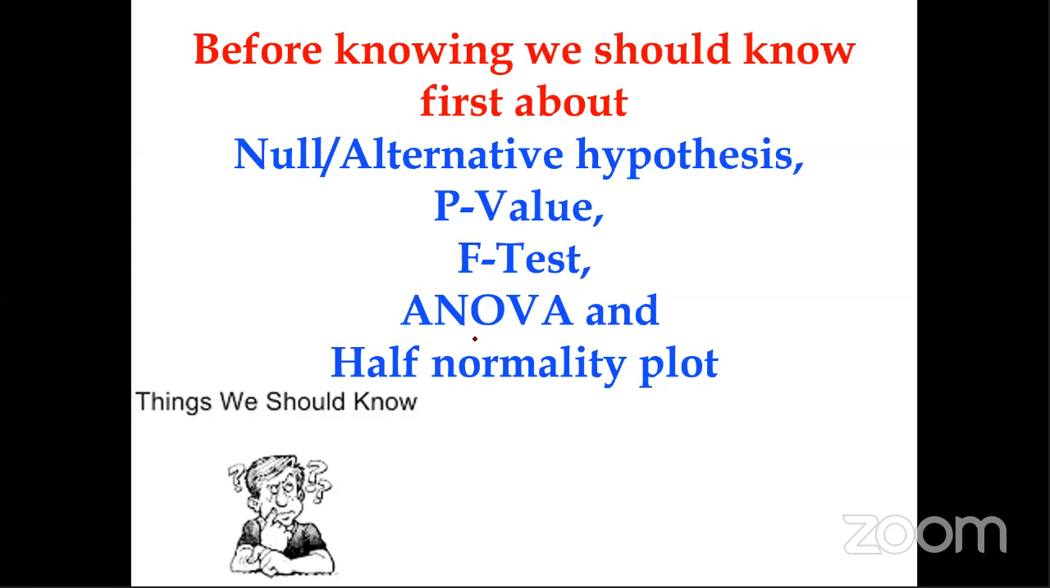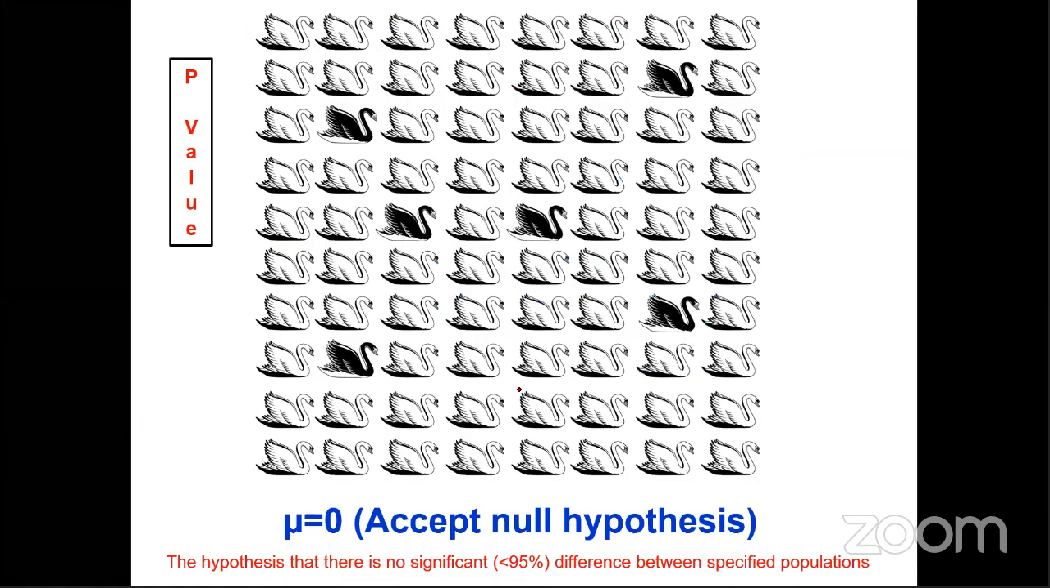So as far as DOE is concerned, and especially the statistics in DOE, there are important statistics concepts, which are the null hypothesis and alternate hypothesis, the p-value, the F-test, ANOVA, and half normality plots. These are the few things; if you can understand them, you can very easily interpret the design of experiments. So let us move to the null hypothesis.